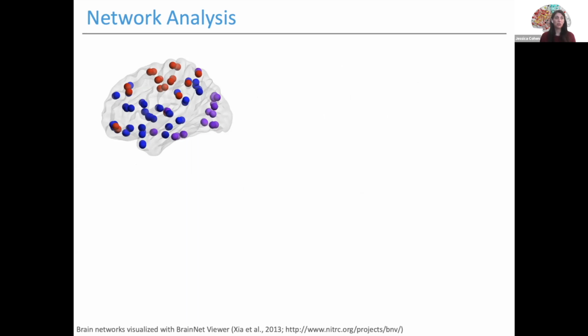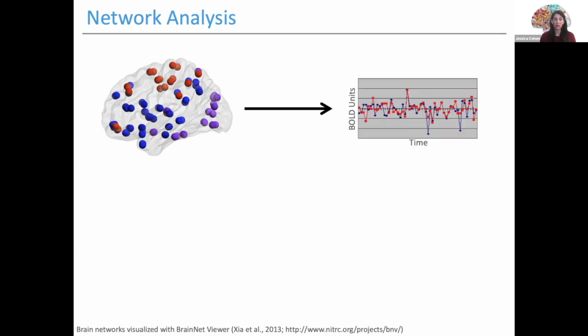Once you define the nodes, you then have to define the edges of the graph, or the connections between the brain regions. What this plot is showing is the fluctuations in bold response that occur across time in one of the red regions and one of the blue regions, so these 2 time series. The edge definition that we used was time series correlation. So we simply correlated the time series of these 2 regions, and the correlation magnitude is considered the functional connectivity strength between that pair of regions.